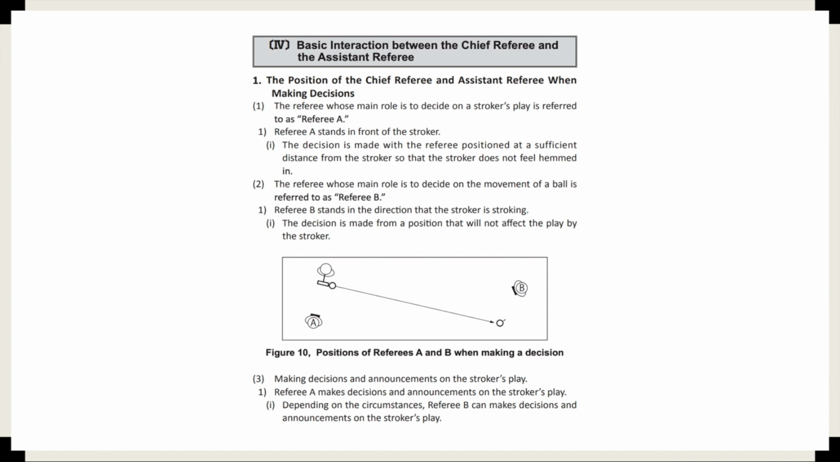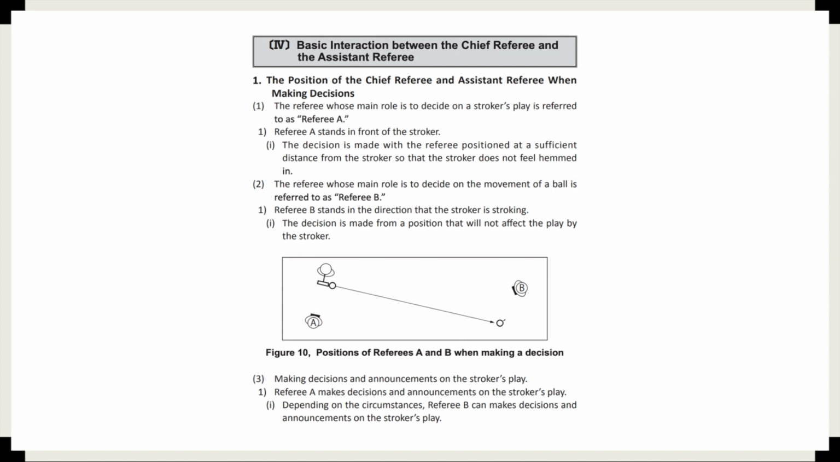The first one we're going to look at is the basic interactions, and this is the beginning of the article in the referee's guide in the back of the rulebook. So, the basic interactions between the chief referee and assistant referee. We can see number one there, the position of the chief referee and assistant referee when making decisions. The referee, whose main role it is to decide on a stroker's play, is referred to as referee A. Referee A stands in front of the stroker.